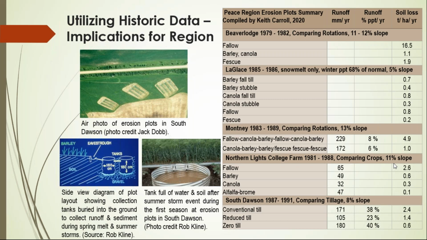And if you look at the very bottom right-hand corner, you can see conservation tillage versus reduced tillage versus zero till, what's the soil loss in tons per hectare in terms of what those numbers are. And so you can see some percentage changes in the soil loss in tons per hectare.